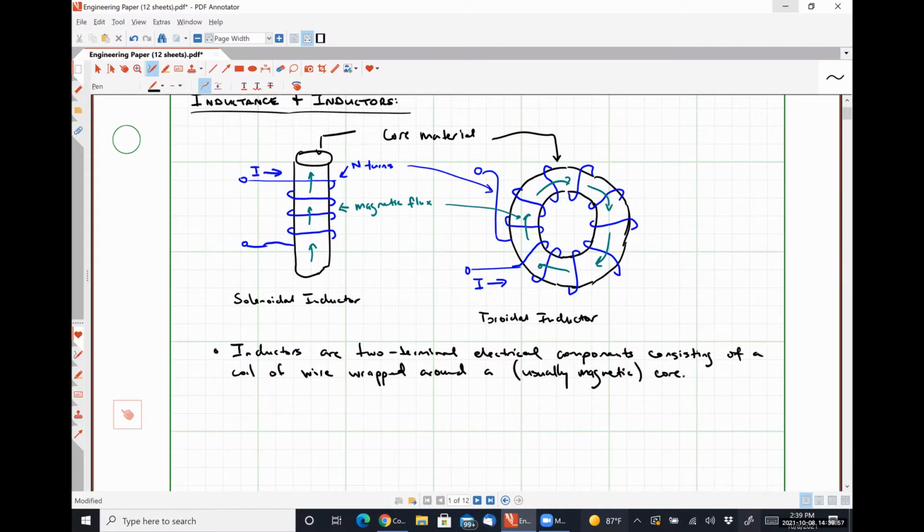So, does anybody have any ideas where inductors might be used in a practical application?